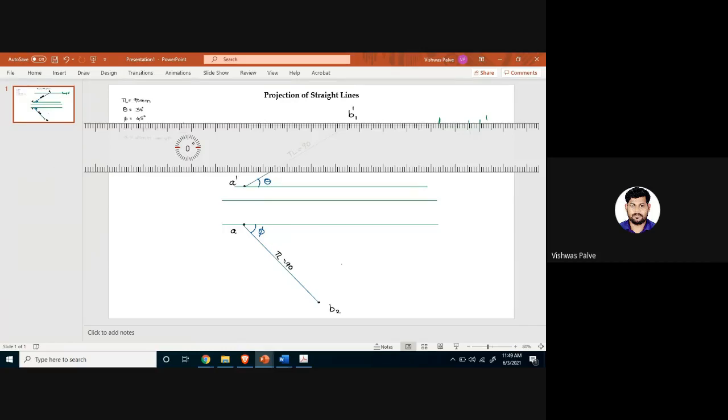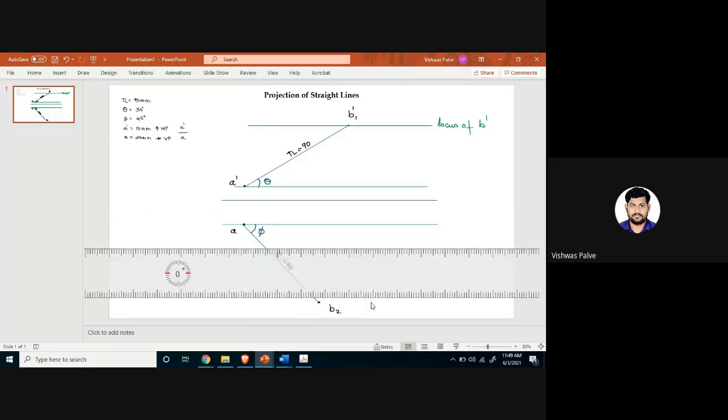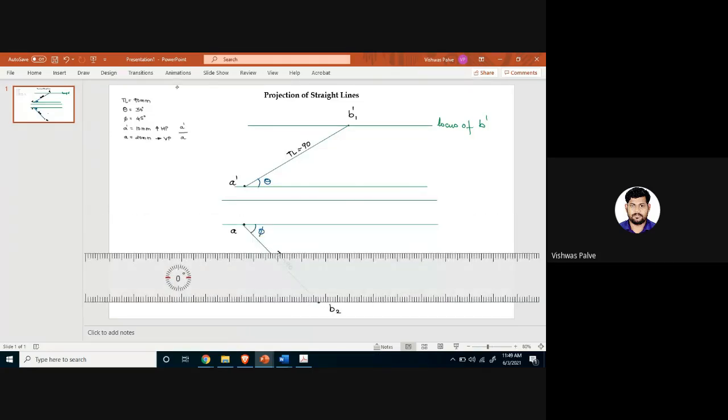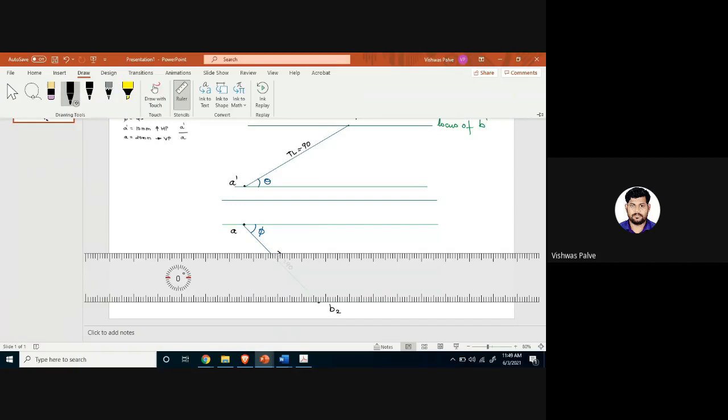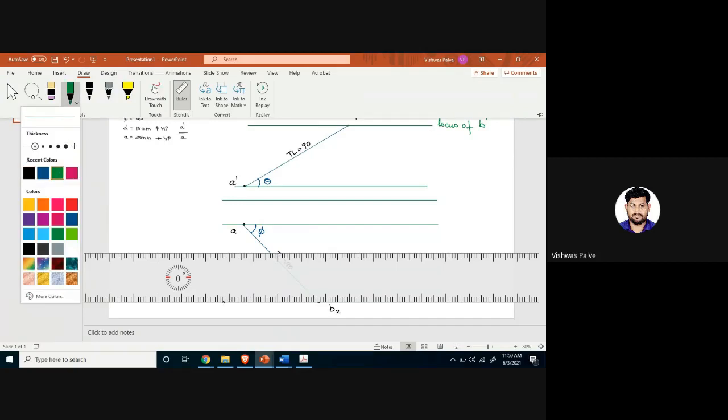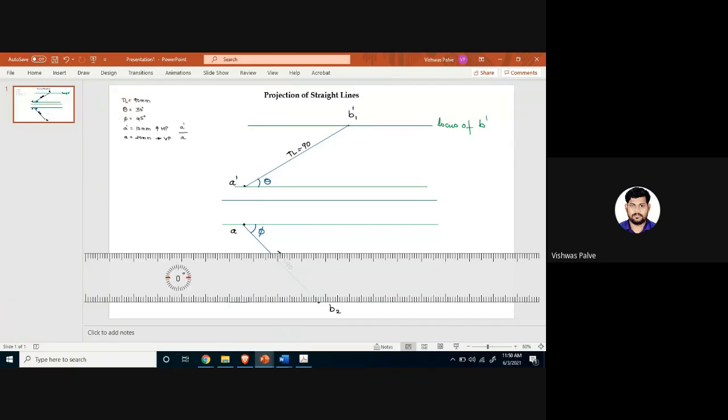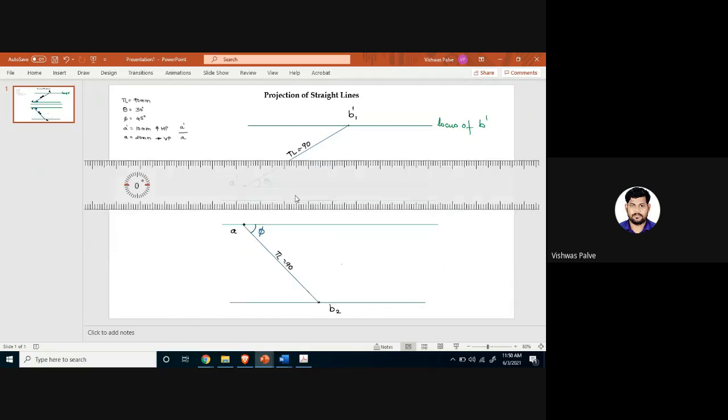This is the true length in top view. This was the true length in front view. This is the true length in top view. And from point B2, we have to draw a horizontal line. From point B2, I will draw a horizontal line, and this line will be named as locus of B.